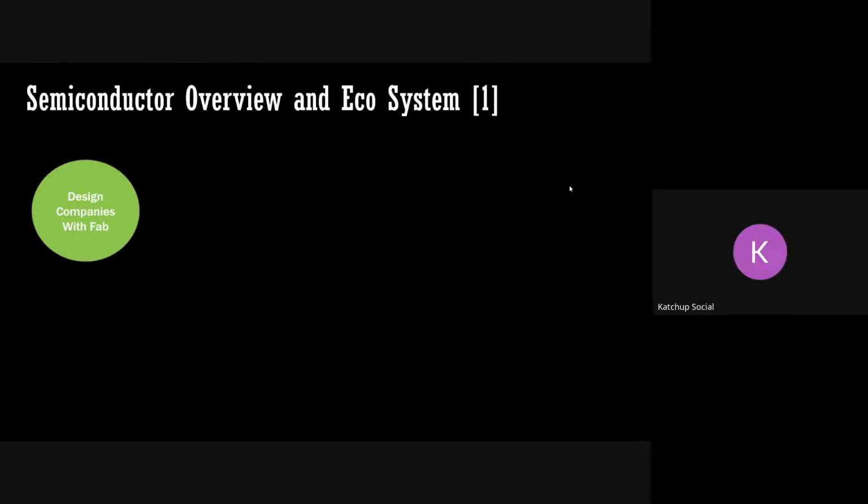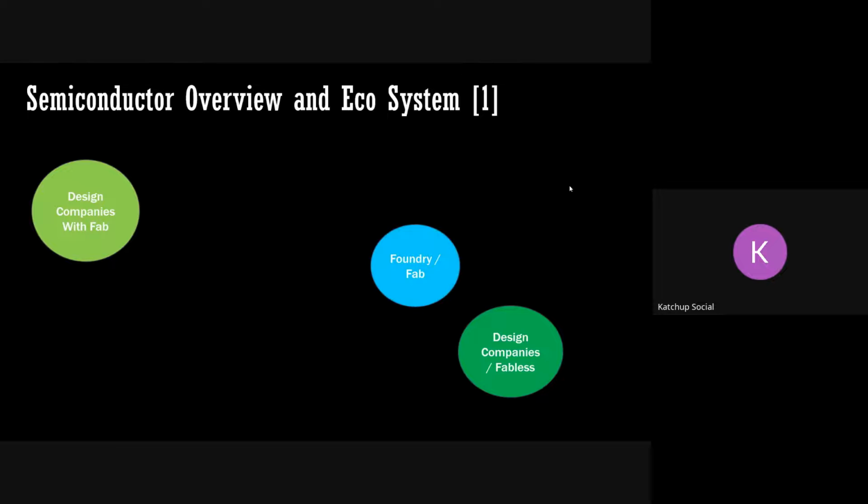There are design companies which have fabrication. You can think about Intel, which is one company that has fabrication. Then there are design companies which are fabless, which don't do their own fabrication. For example, NVIDIA is one such company. Then there are foundries or fabs, like Intel, TSMC, and Global Foundries. These are companies which fabricate the chips.